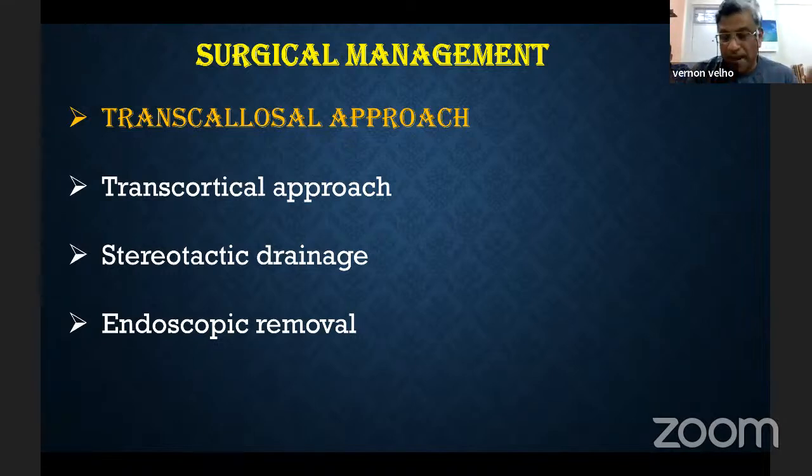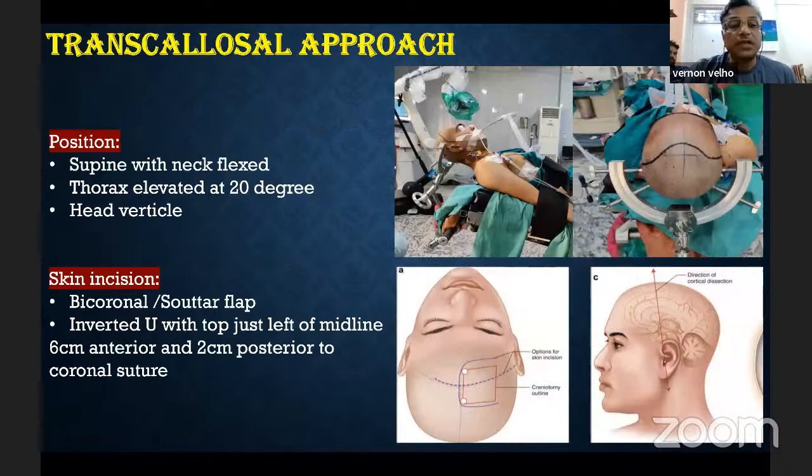However, when you're planning your incision and your craniotomy, you should always be ready for a transcortical approach, because sometimes the veins can give you problems. So this is the basic position we use, with a little bit of backup. Then we use a bicoronal flap, or sometimes a half coronal flap.